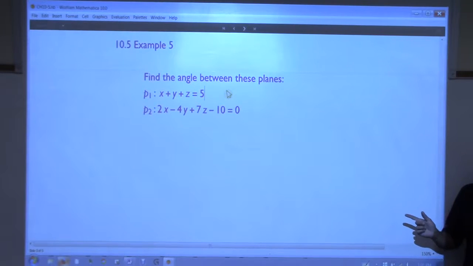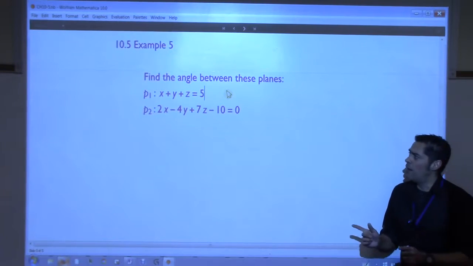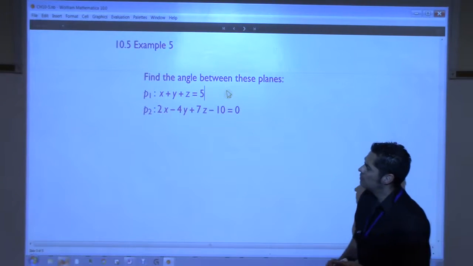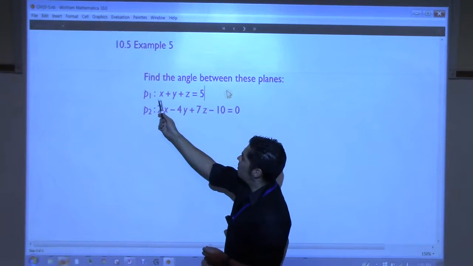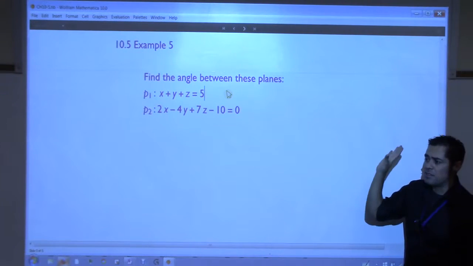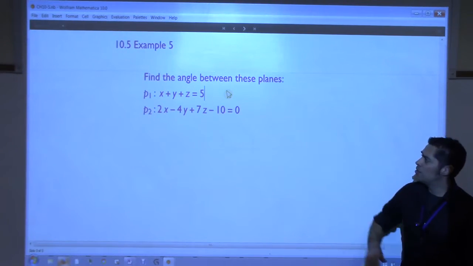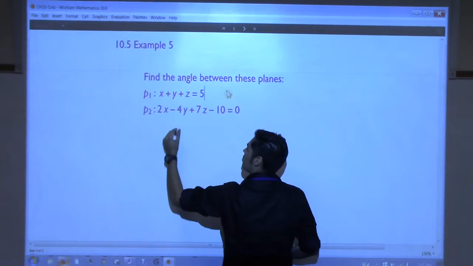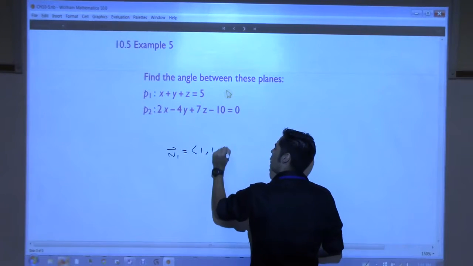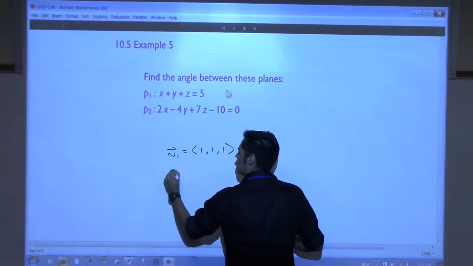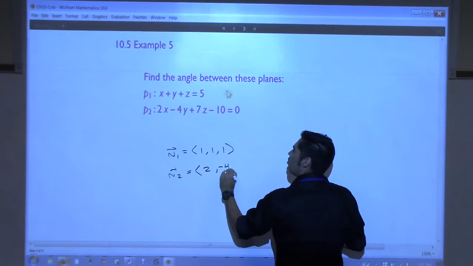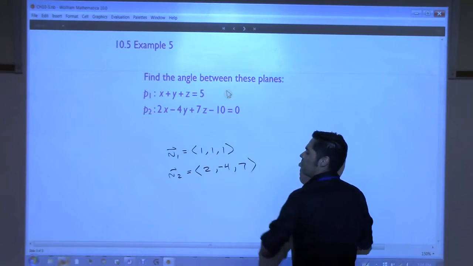You have to find the normal vectors for each of these planes. How do you find the normal vector of a plane equation like that? It's the coefficients of the variables x, y, and z, as long as the x, y, and z are all moved to one side of the equation. So for this one, the normal vector, I'll call it n1, would be the vector 1, 1, 1. And for this one, n2, the normal vector would be 2, negative 4, 7, right?